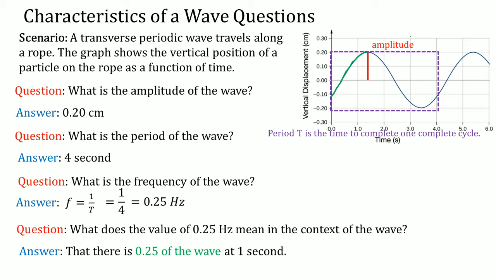So what is in green here represents the 0.25 of that wave that occurred in 1 second. So that is how frequency and period are related, and that is how you determine it from a graph. Let's take a look at the speed of the wave.